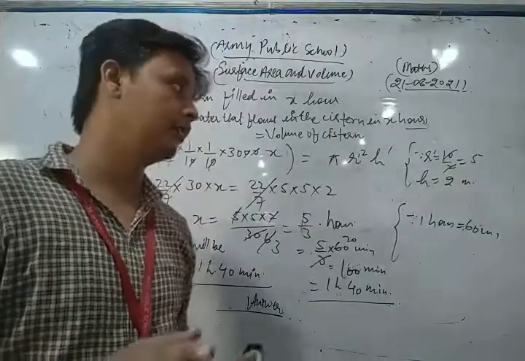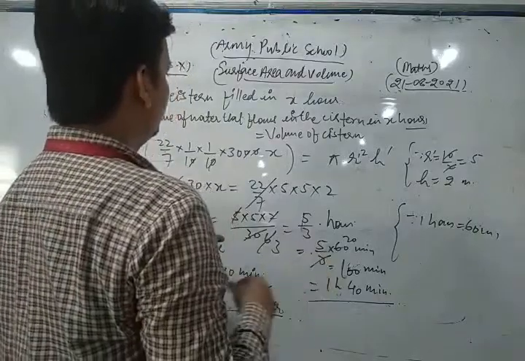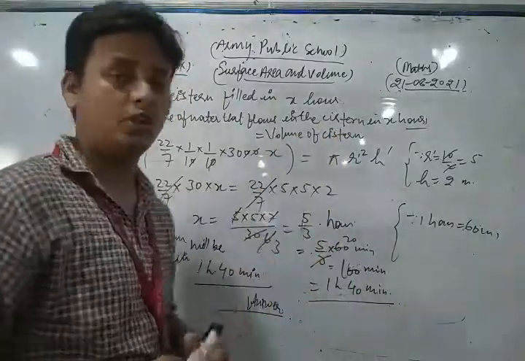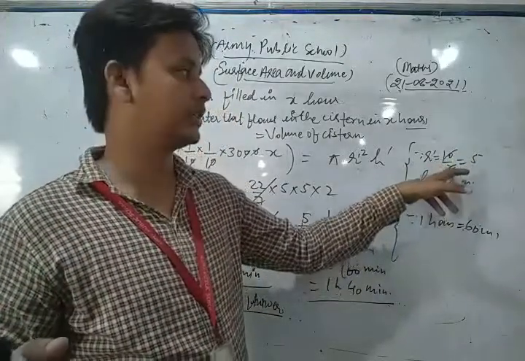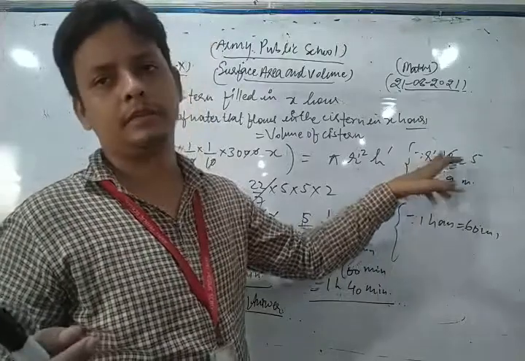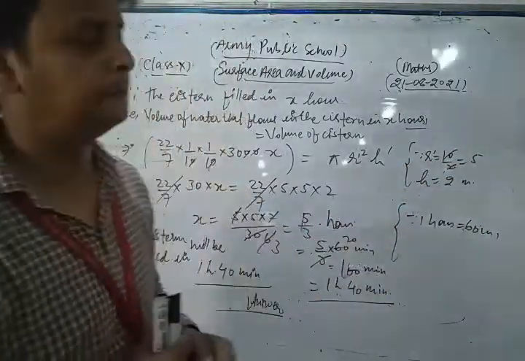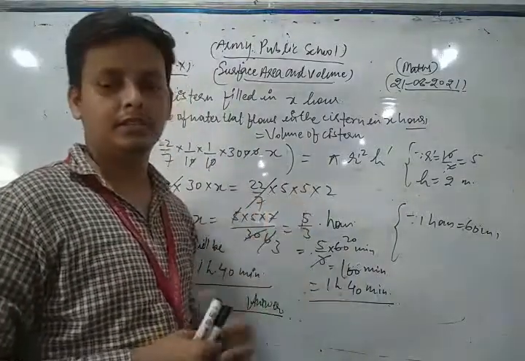Now, the volume of water that flows into the cistern in x hours is equal to the volume of the cistern, whose internal diameter is given as 10, so its radius will be 5, and the height is already given as 2 meters. So by applying that concept and simplifying, we get our result.